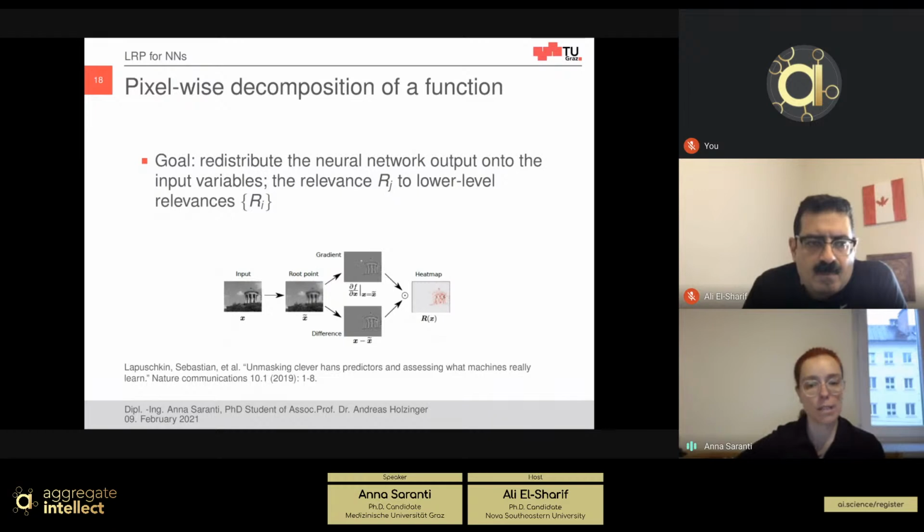We compute the gradient. We compute also the difference between the input and the root point, and the outer product of those two creates for us the heat map. So the goal is, after we have found the root point, we redistribute the neural network output onto the input variables and the relevance of each layer J to the lower level relevances R of I.